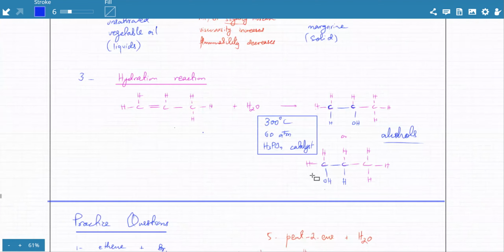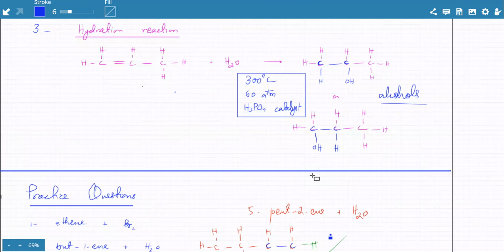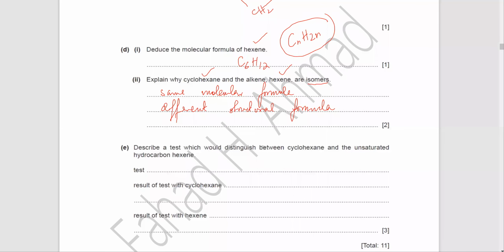Then you had a hydration reaction, and you had addition polymerization at the end. So coming back to this, the test would be Br2 aqueous: with alkane, no reaction. With alkene, red brown bromine decolorizes.